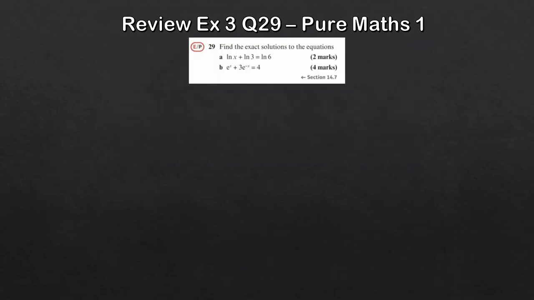We've got two parts to it. We've got one just involving ln, and then the second one is in terms of an exponential. So these questions are actually taken off one of the old exam papers, so pretty standard exam type questions here. ln x plus ln 3 being equal to ln 6.